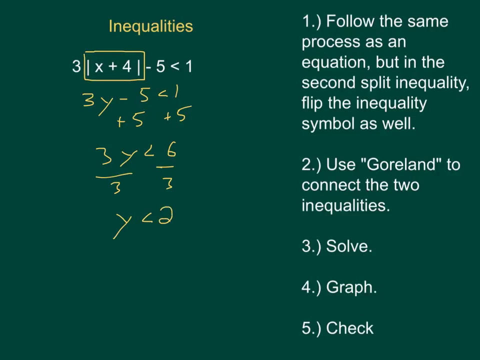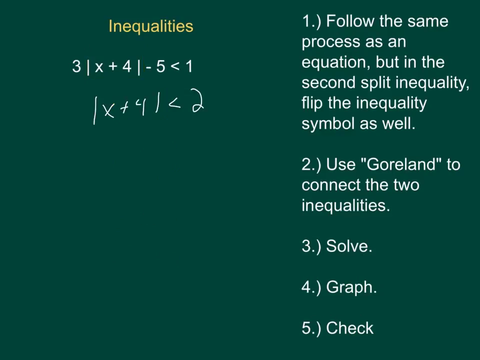But again, that y, I'm going to plug back in the absolute value of x plus 4. So that's x, the absolute value of x plus 4 is less than 2. And that's what we have there. So we'd first isolate, and now we're going to split. So I'm just going to clean this up before I split here. Alright, so we're looking at x plus 4 is less than 2.